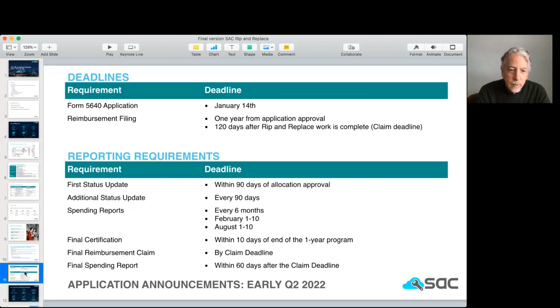I won't go through the rest of these, but suffice it to say that there are filing updates that need to happen, and spending reports, and final certification, and all these things have to be done on their time frame. They have to, like any government program, you can't miss them, and that's part of what our project managers do. They're mindful of all these, and they'll make sure that none of this stuff's missed, and that you're going to get your money.